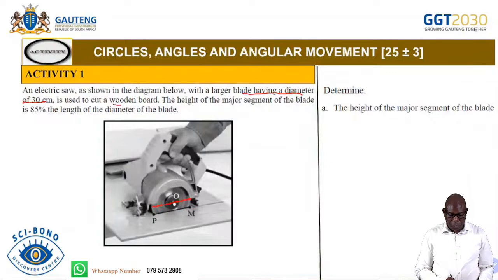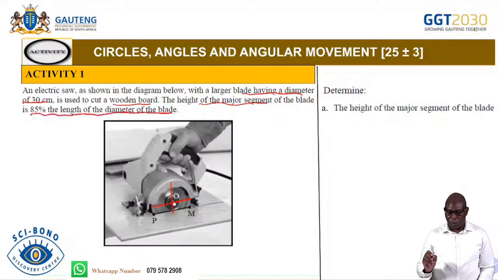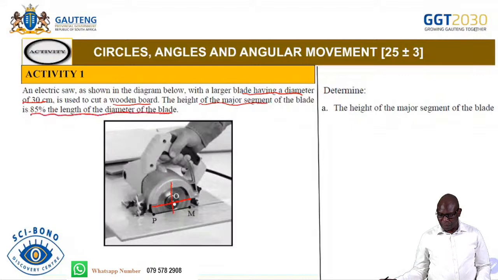Now, it is used to cut a wooden board. The height of the major segment, so in other words, from the top there, the height of the major segment. We have a major segment and a minor segment. The height of that major segment is 85% of the length of the diameter of the blade. So what does this mean? Let me just quickly draw a picture of what I'm talking about here.